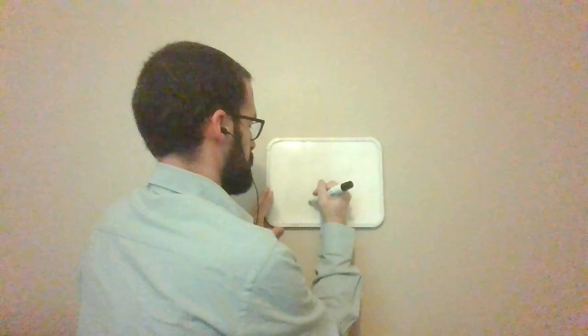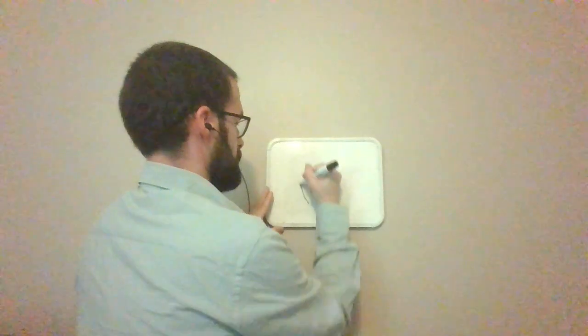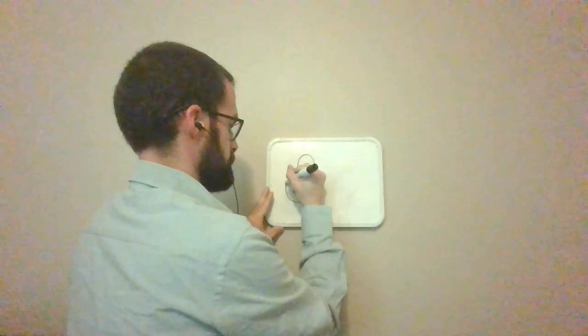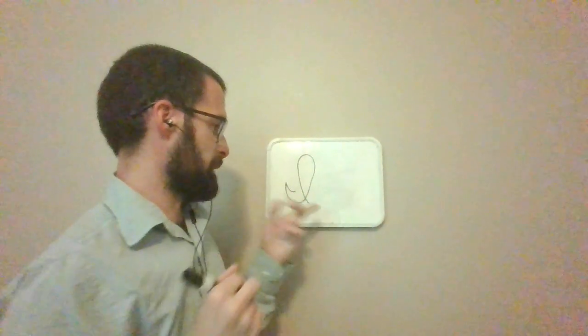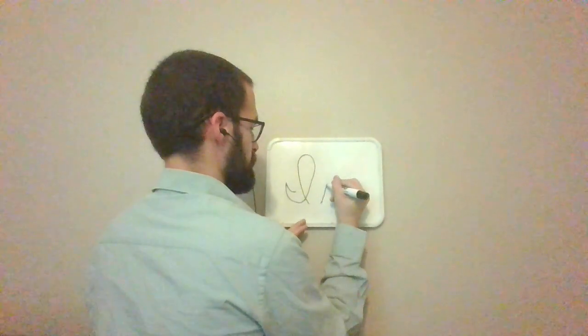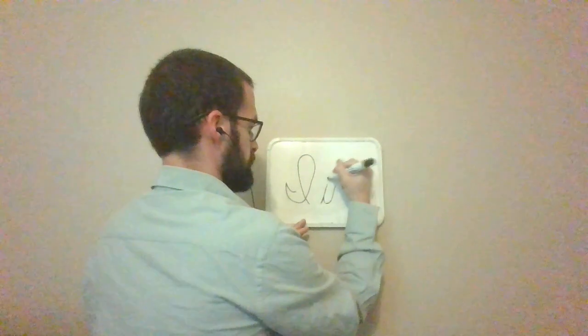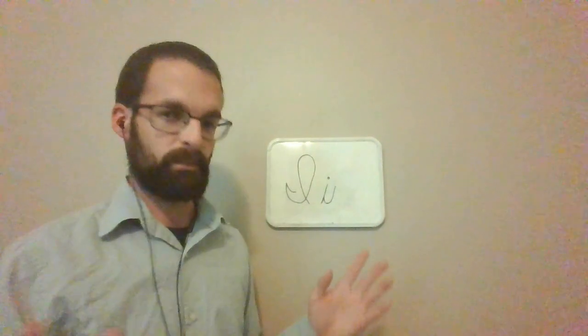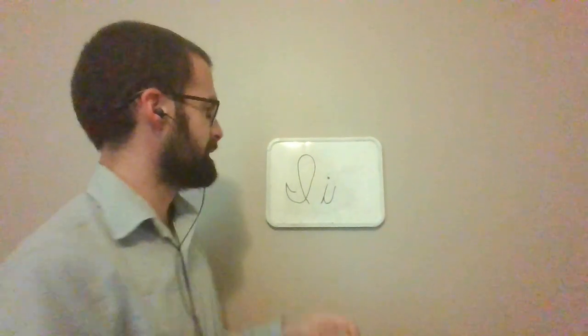Alright, so now we are going to do the letter I, up and over, and a little half smiley face. Get your capital I. For the lowercase i, up and over, and a little dot. Very simple, very easy with the I.